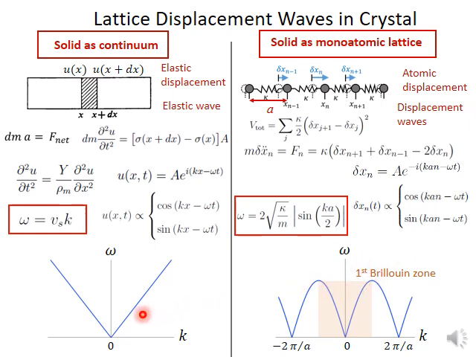Another striking difference is that there is practically no limit on the value of omega you can have in the continuum case, but here you do have a maximum frequency allowed in this monatomic lattice. So you basically have a band of energies which are allowed to propagate as lattice waves in a solid, and the frequencies above them are not allowed.